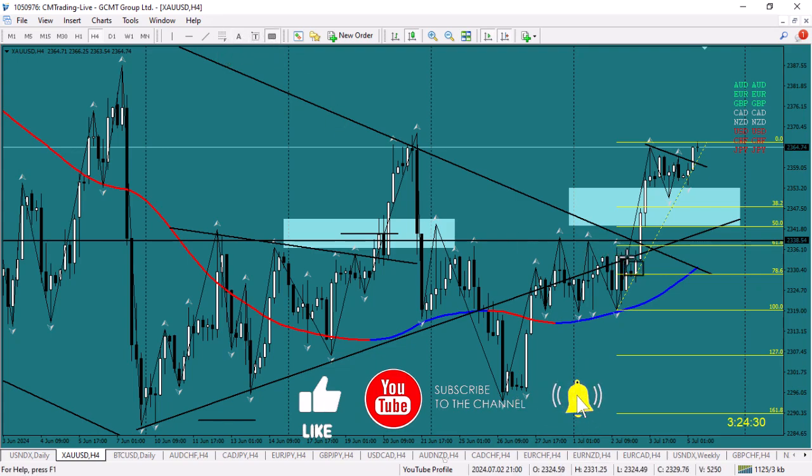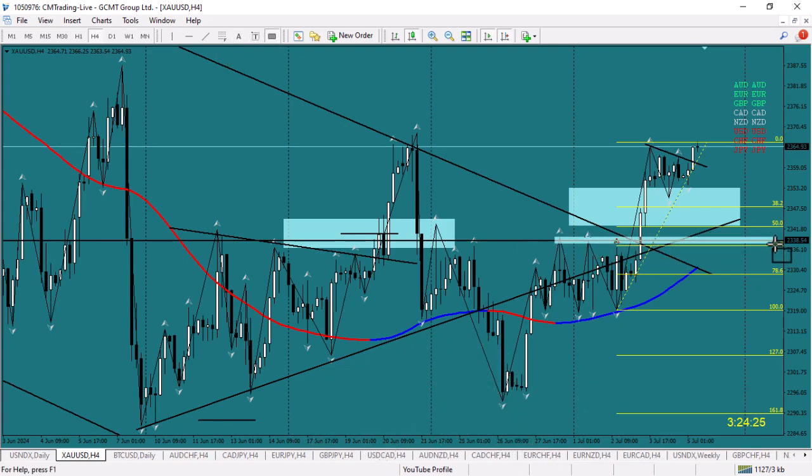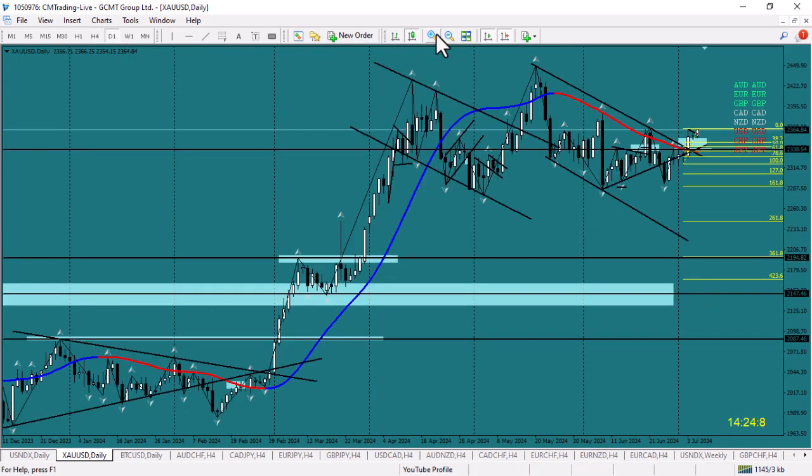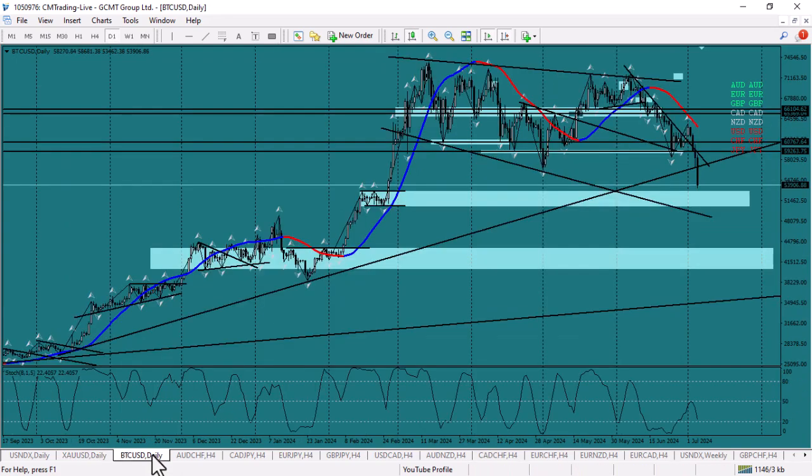That'll give us the area to start to look for long setups, roughly the 23, 38, 40 levels. But for now, on my mentoring program and my robot, I'm very big long on this stage. So I wish that it could fly to targets. But other than that, not much we can talk about here on gold. Then we move on to Bitcoin.